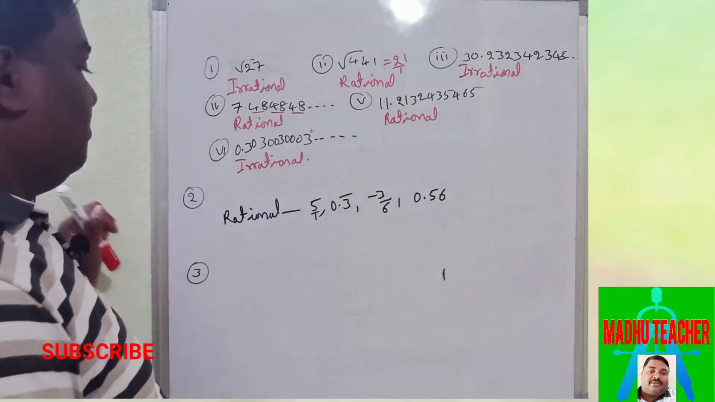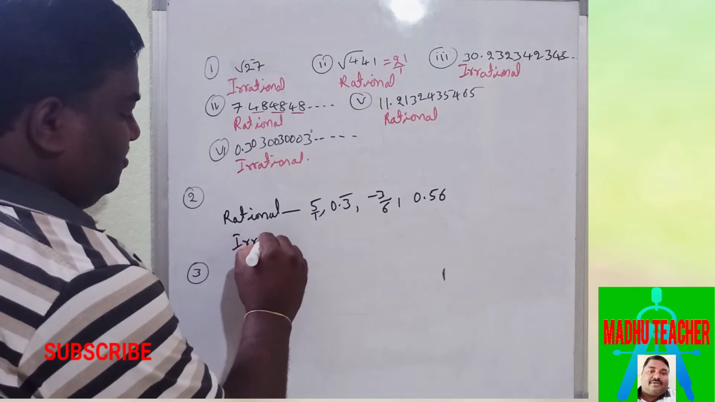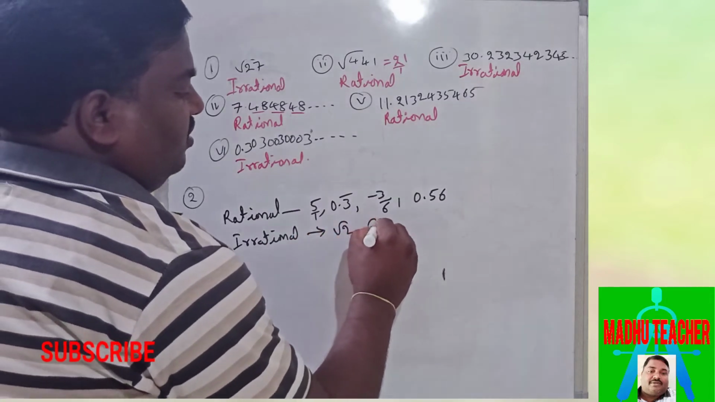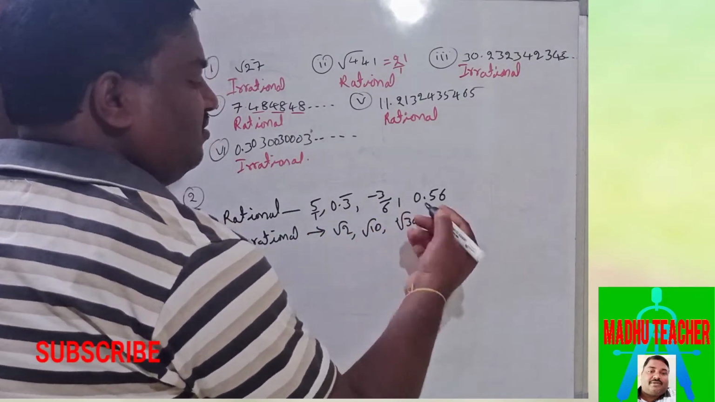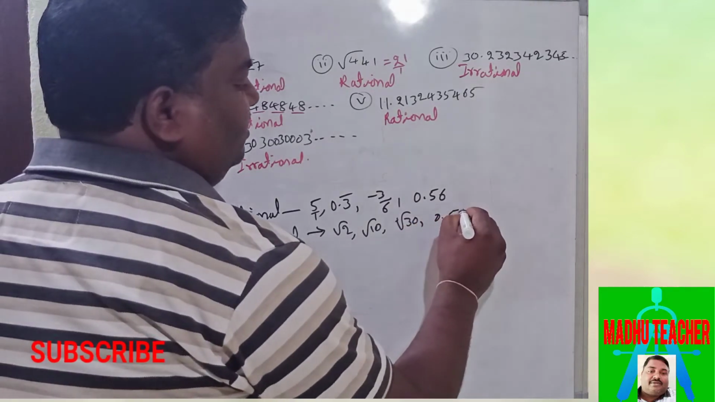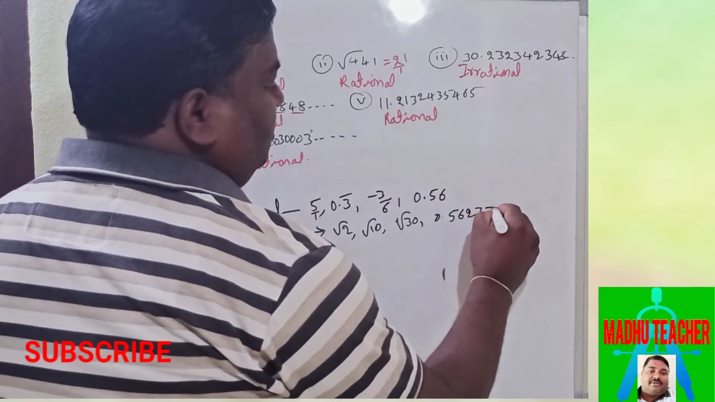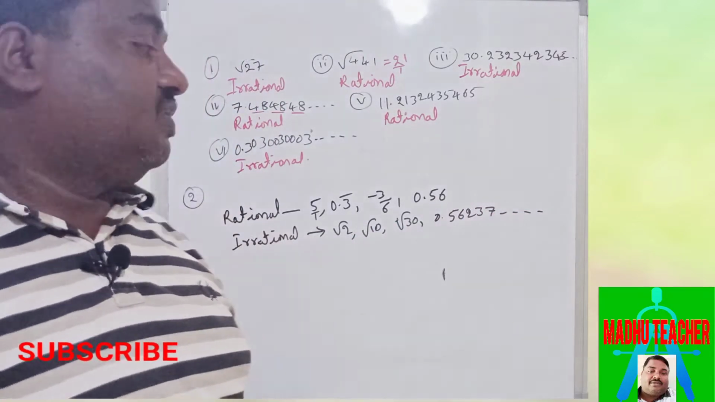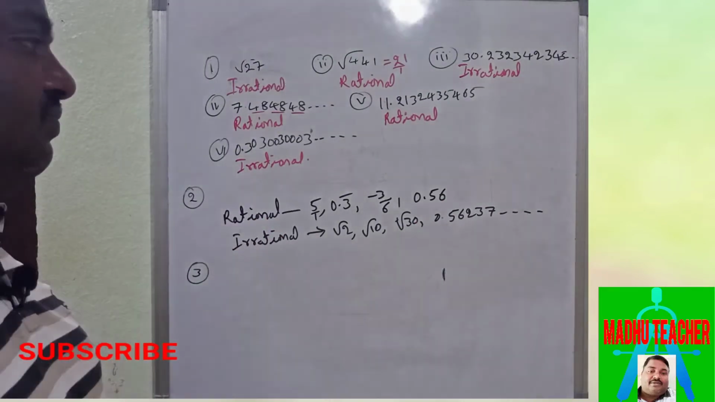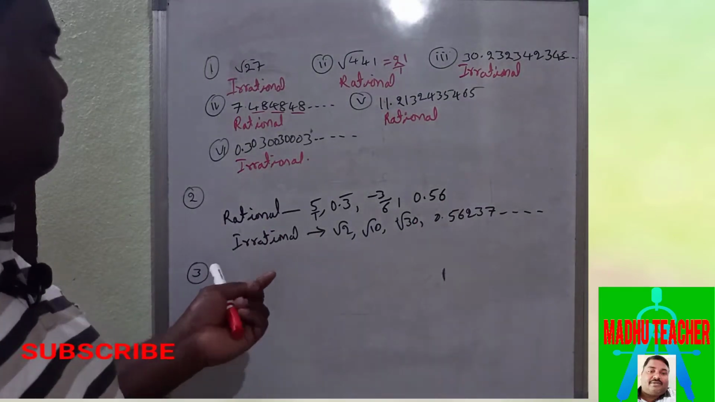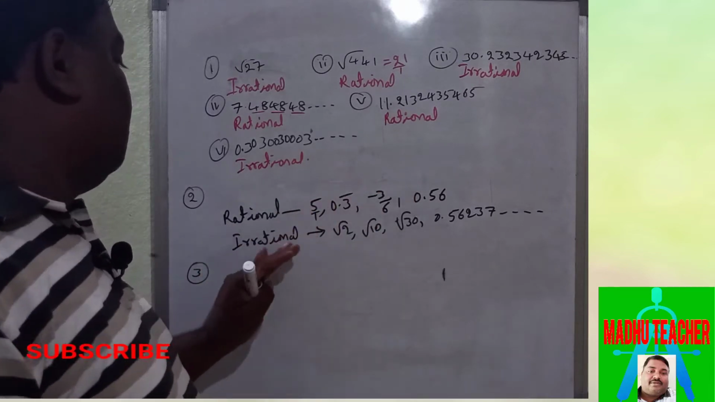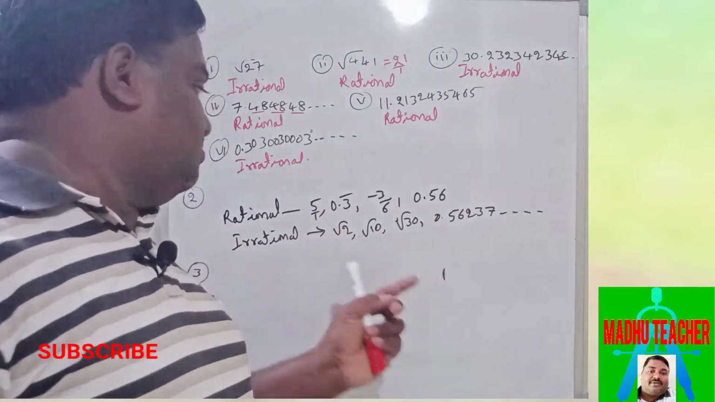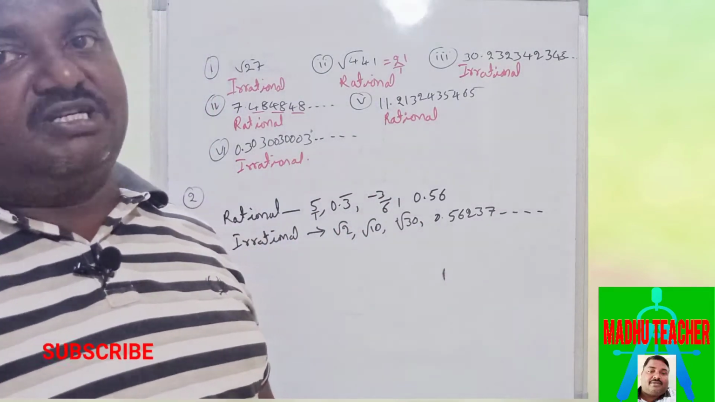These are the irrational numbers. So root 2, root 10, root 30, these all are irrational. Or 0.5623 some 7 dash, non-repeating, non-terminating decimals. Okay, these are irrational numbers. You can give so many examples for rational and also irrational. There are infinite number of rational numbers and also infinite number of irrational numbers.